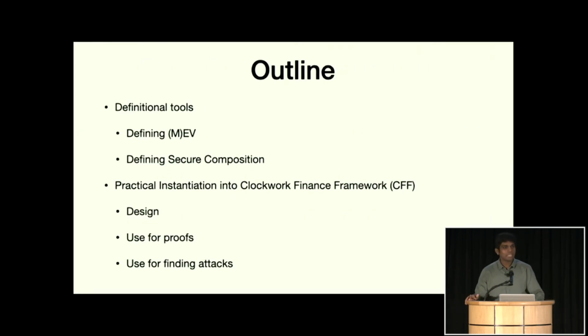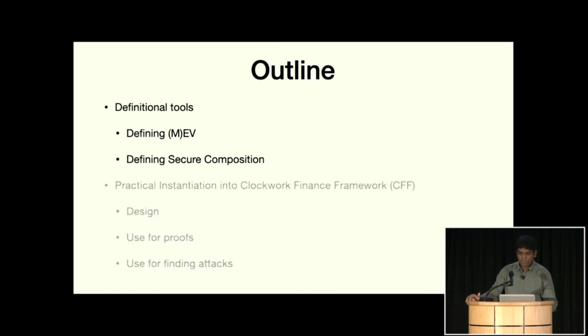Here's the outline for the rest of the talk. I'm first going to talk about some of the definitional tools, and then I'm going to talk about the practical instantiation of these definitions into something that we call the Clockwork Finance Framework. Now, on to the definitions. Believe it or not, there was not even a definition of MEV before we defined it in our paper. So I'm going to talk about the MEV definition and what it means to have secure composition.